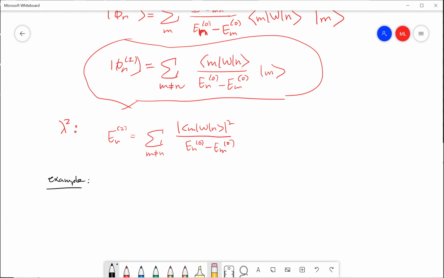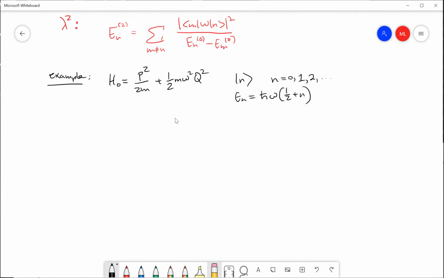Okay, so the example is: the unperturbed Hamiltonian is just a harmonic oscillator. And remember, these things had eigenstates |n>, where |0> is the ground state, and the unperturbed energies were h bar omega times (n + 1/2). There's a ground state at h bar omega over 2. But this is the harmonic oscillator ground state.